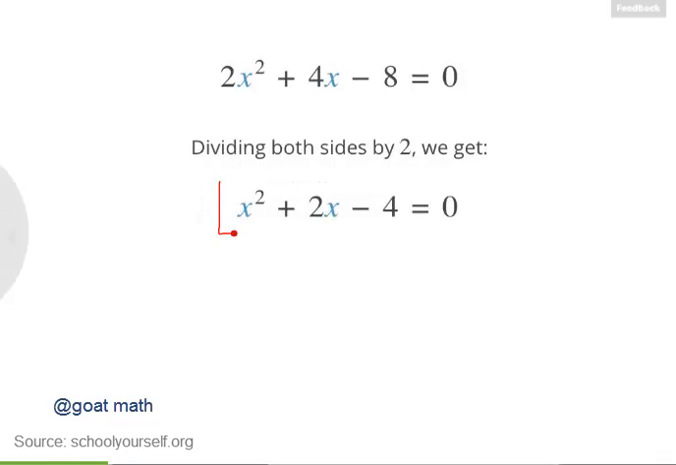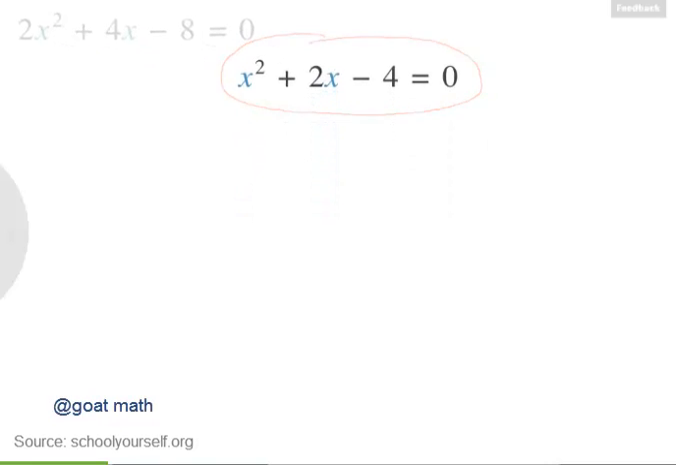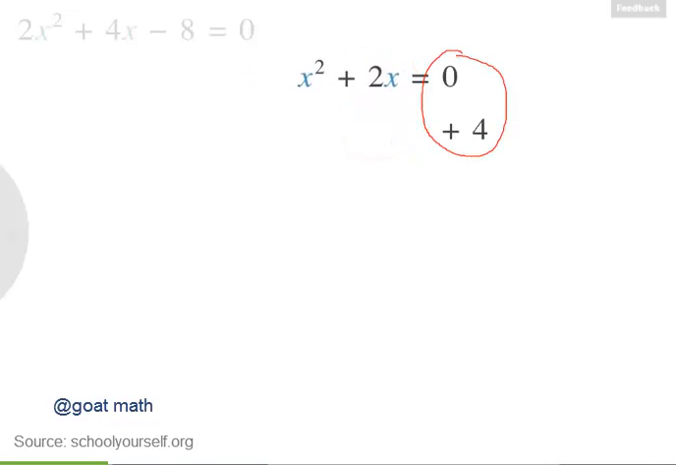Great, so we have x^2 + 2x - 4 = 0. So now let's see if we can solve this equation. Well, let's add 4 to both sides so that we have just x terms on the left. Subtracting 4 and adding 4 cancel out, and on the right we have 0 plus 4, which is 4. So how can we solve this equation for x? Well, we can factor x^2 + 2x as x(x + 2).